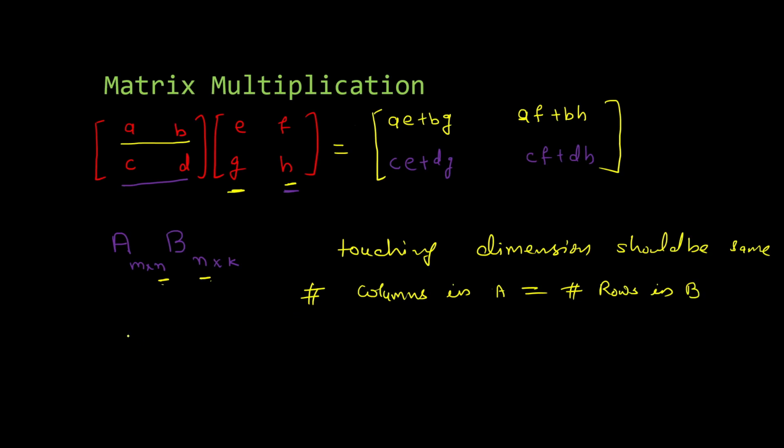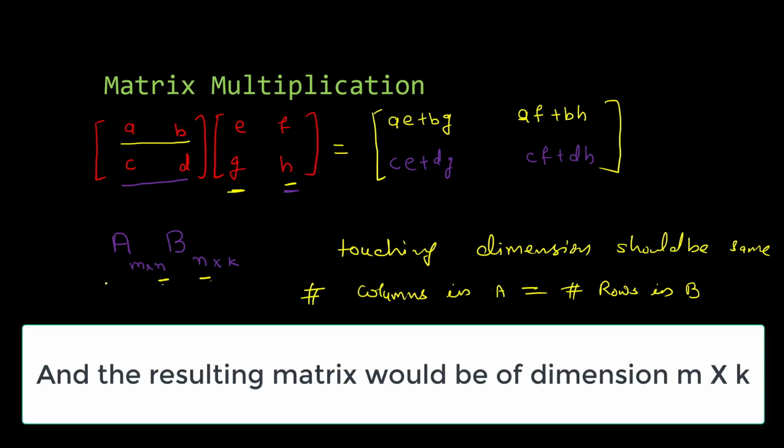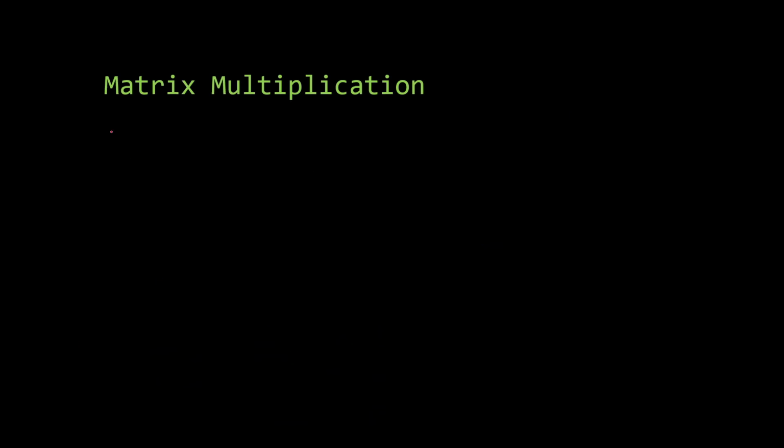Why should this condition be met? For example, if you are multiplying these matrices A, B, C, D, and here you have two columns in this matrix, and suppose here you have E, F, G, H, I, J, three rows, then how would the multiplication be possible? You would be multiplying A with E, B with G, but there is no other column to multiply with this I. That is why if we have three columns here, then we need to have three rows here. So for compatibility, we need to make sure that the touching dimensions are the same, right? So this was the condition.